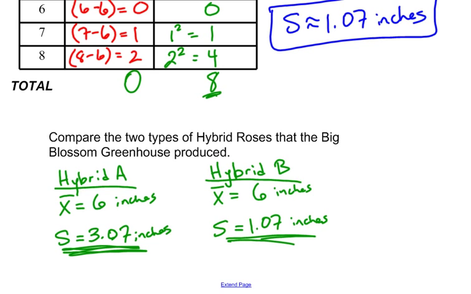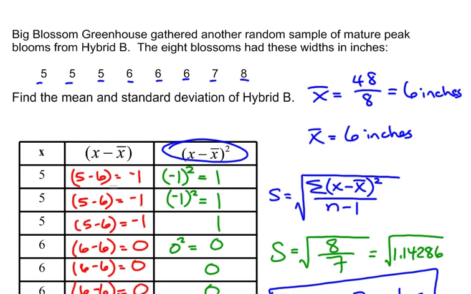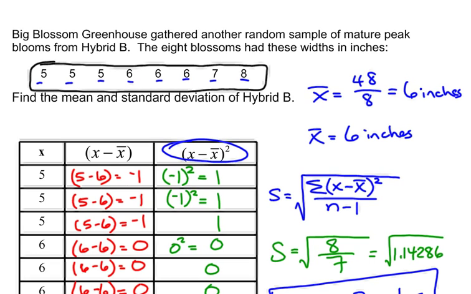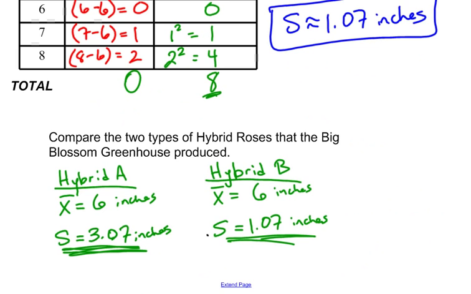And if we look back at the sets of data, looking at this set, the mean was 6, and we see that most of the blossoms had diameters that were very close to 6. We had several 5s, several of them even came out to be equal to 6, and one or two were a little bit larger than that, but for the most part, they were very close to that value. And that's why we got this standard deviation to be a lot smaller in this case.